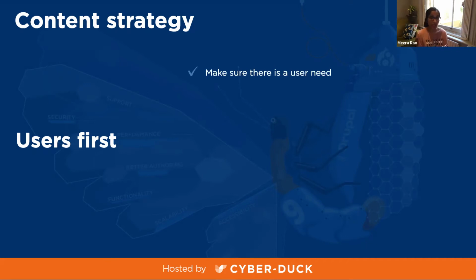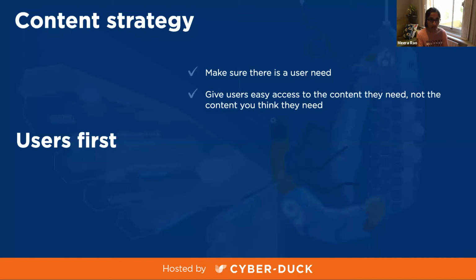So the first thing is definitely make sure there is a user need. Your user research will help you understand what these are. And this is an established practice in content design. For instance, on gov.uk, which a lot of you may have used, every single piece of content should meet a valid user need before it's even published. And so the follow-on point here, if you go next, is to give users easy access to the content they need, not the content you think they need.